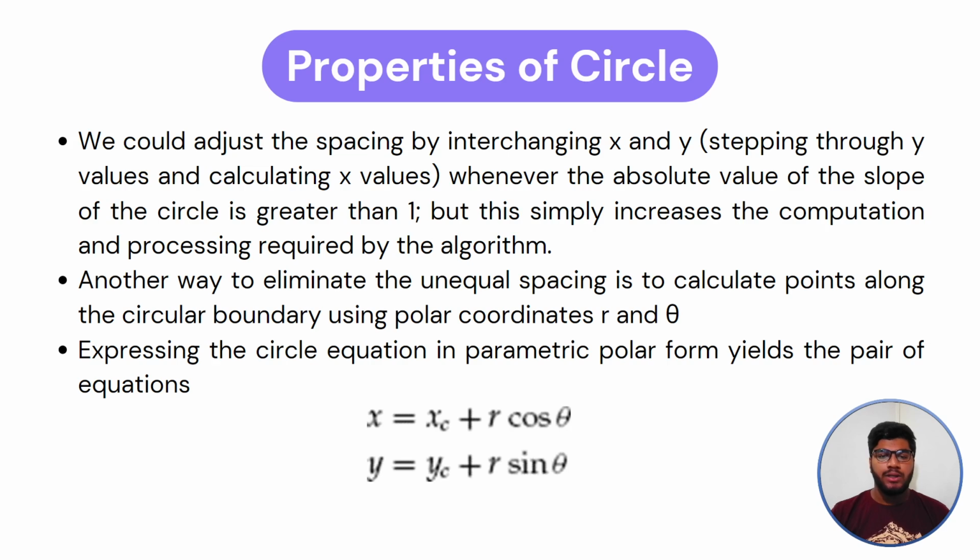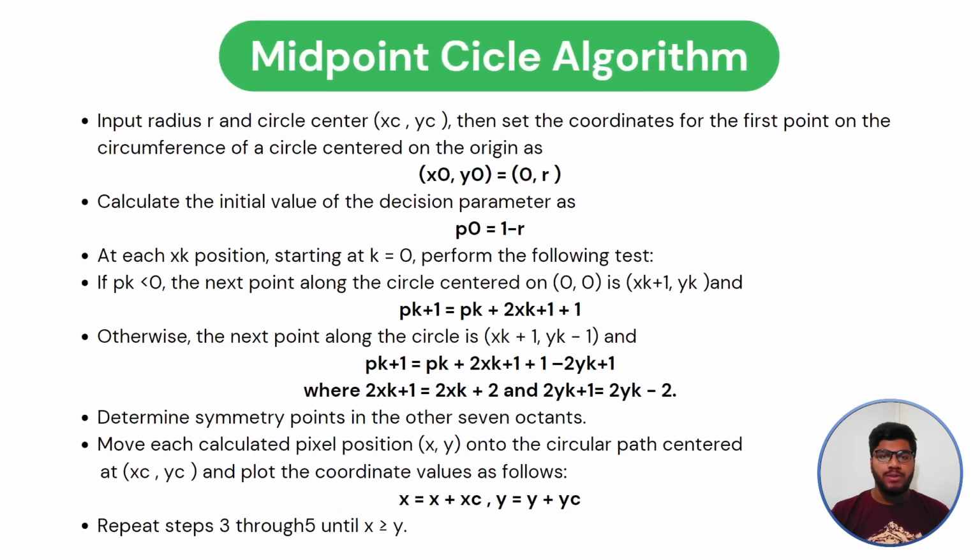Another way to eliminate the unequal spacing is to calculate the points along the circle boundary using the polar coordinates r and theta. Expressing the circle equation in parametric polar form yields the pair of equations x = xc + r cos θ, y = yc + r sin θ. This is the representation of the circle in polar form. This is about the properties of the circle.